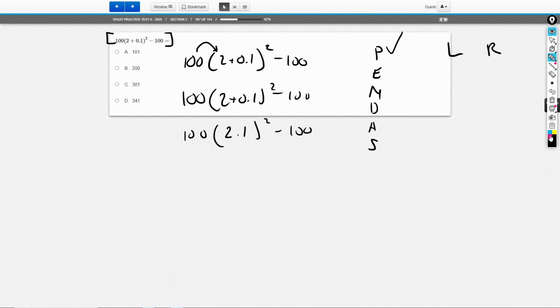So we did whatever was in the parentheses, good for us. Now we have to do whatever's in the exponents. So the exponent tells us to take 2.1 and square it. So let's find 2.1 squared. That's 1, that's 2, that's 0, that's 2, that's 4. This is 1, 4, 4.